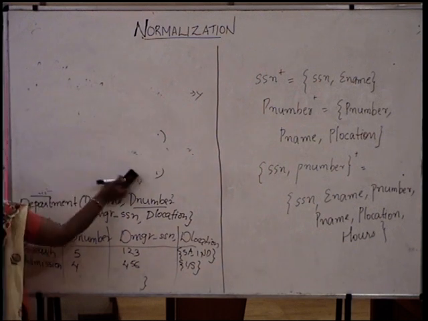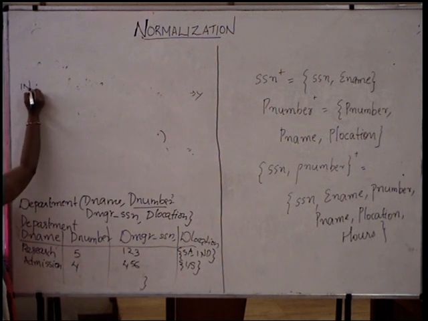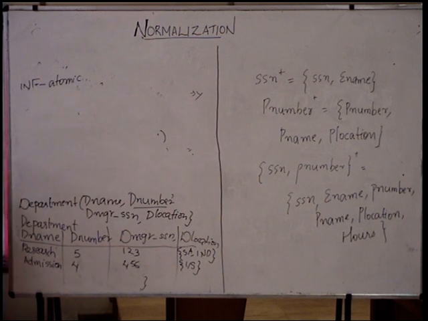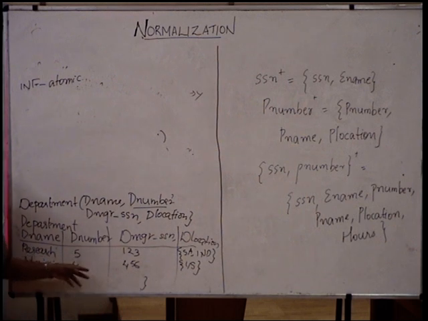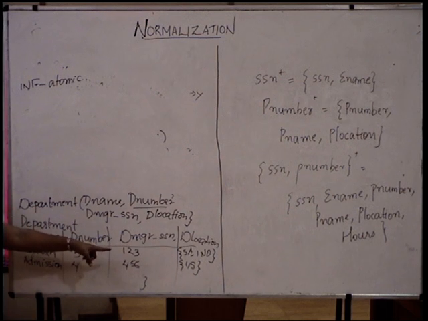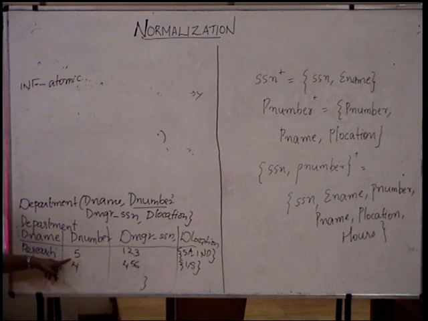So the first normal form says the attribute should be atomic in nature. In this table, the research department having the D location SA and IND, that is multiple locations are there, but this attribute D location corresponding to the department number 5 is not atomic. Atomic means it should be indivisible.